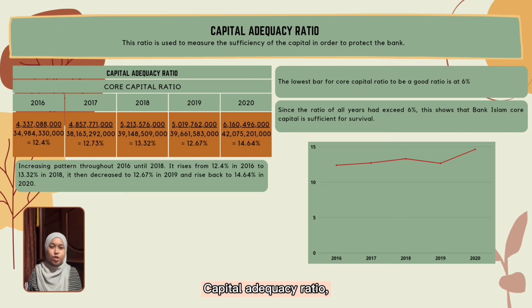Capital adequacy ratio. This ratio is used to measure the sufficiency of the capital in order to protect the bank. Risk-weighted capital ratio increases from 2016 to 2018, decreased slightly in 2019 and rose again in 2020. Bank Islam's capital is sufficient to face risk at that time, since the ratio is increasing from 2016 to 2018. In 2019, it's slightly less sufficient but still bearable.